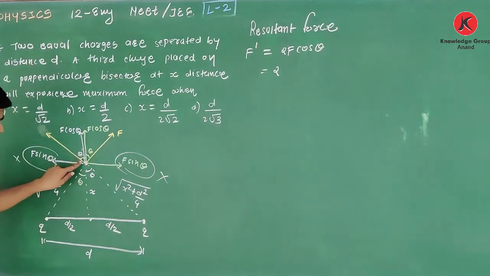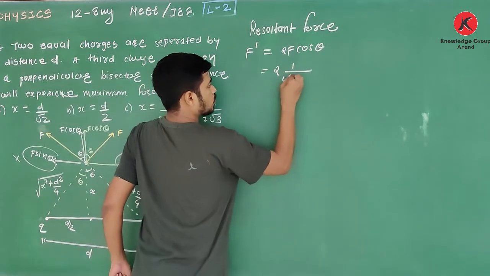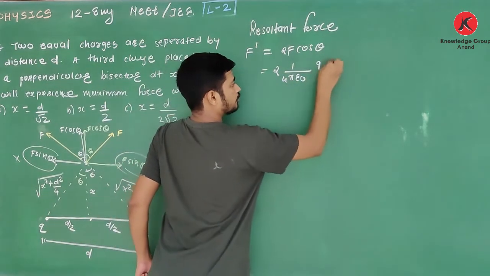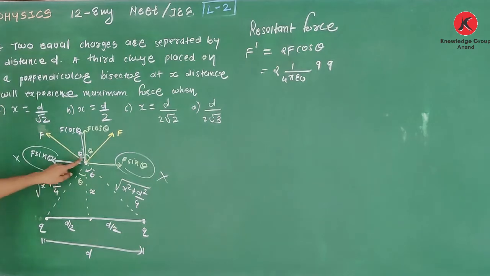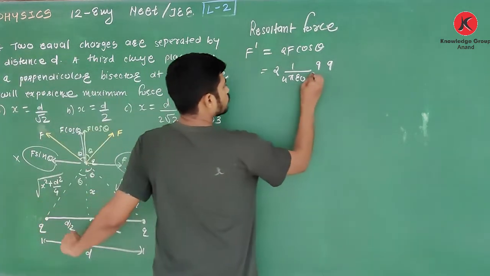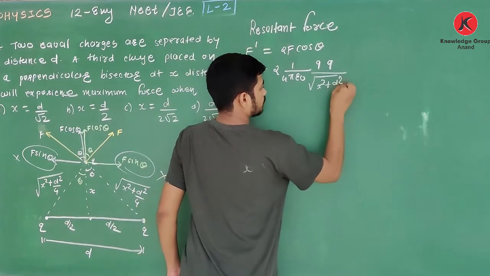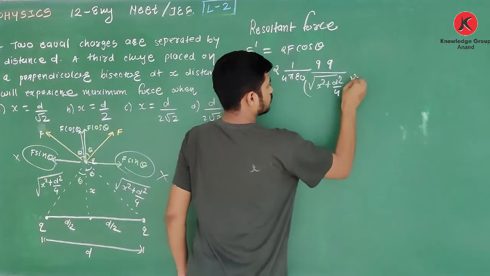F is the force acting on this charge due to this charge, as well as the force on this one due to this one. And how to find the magnitude of the force? F is equal to 1 upon 4 pi epsilon 0, Q times Q, since the charge on this is Q and the charge on this is also Q, upon the distance squared. What is the distance between these two charges? Under root x square plus d square by 4, the whole squared.